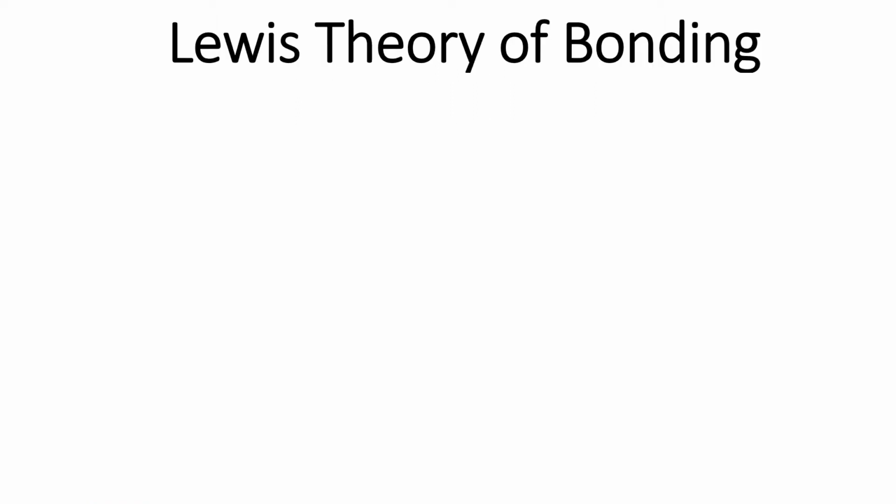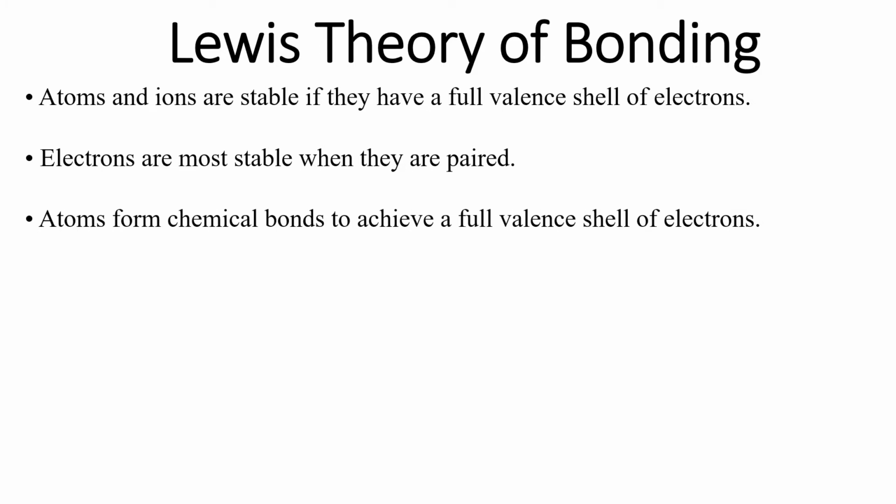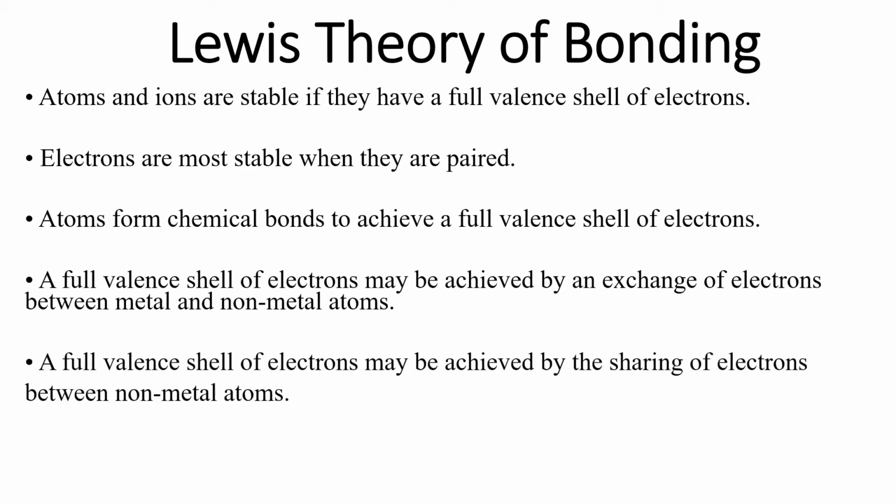Now I want to talk a little bit about the Lewis theory of bonding here. It says atoms and ions are only stable if they have a full shell of valence electrons. Electrons are most stable when they are paired. That's what we're after, pairs. Atoms form chemical bonds to achieve a full octet of electrons. A full valence shell of electrons may be achieved by exchanging electrons between metals and nonmetals, and this would be the gaining and losing thing that I was just mentioning. A full valence shell of electrons may also be achieved by the sharing of electrons.